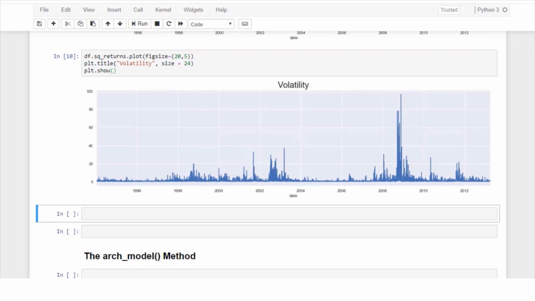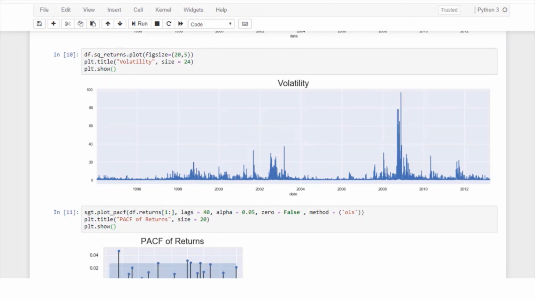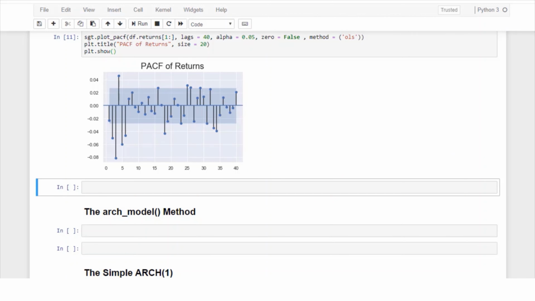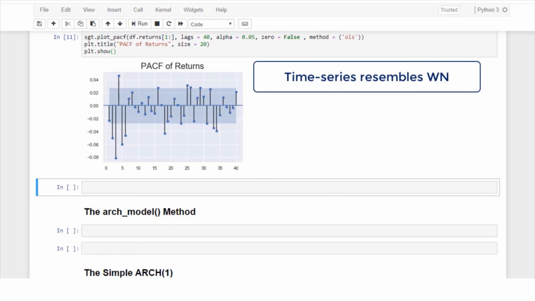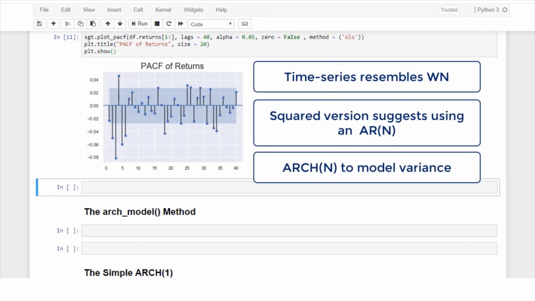Next up, we should look up the PACF of both returns and squared returns. When you pass the datasets as inputs for the method, make sure you start from the second value of the data frame. Just in case you need a hint, we do this because there are no returns for the first period. Generally, the rule dictates that if the time series resembles white noise, while its squared version suggests using an AR(N) model, we should resort to using an ARCH(N) to model variance. Otherwise, we might have to experiment a bit with different lag values until we find the model which captures the effects best.